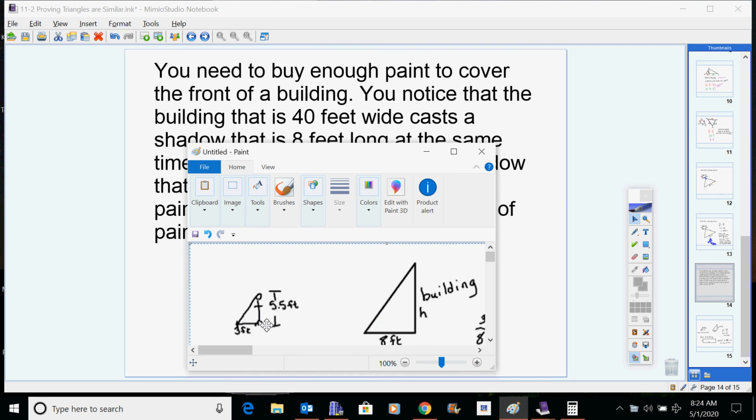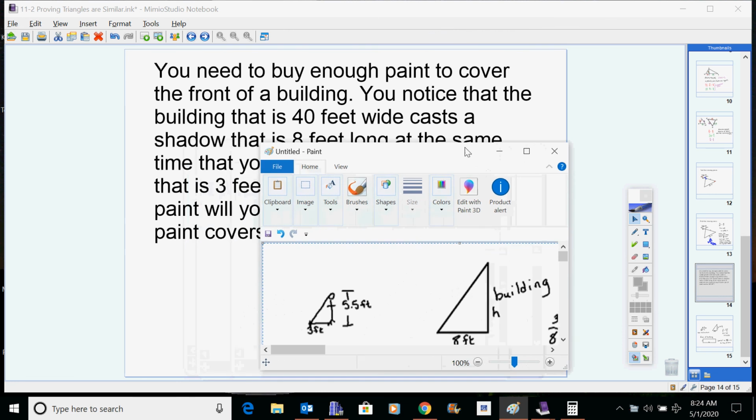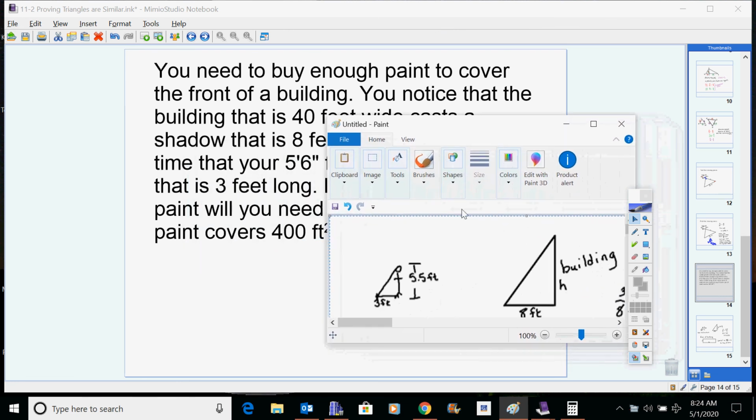And here's your friend. It says your friend is 5 feet 6 inches tall. But over here I have that your friend is 5.5 feet tall. Think this through for a minute. 5 feet 6 inches. 6 inches is half of a foot. That's where the 5.5 feet tall comes from. And this is my bad drawing of a person, and is casting a 3-foot shadow.